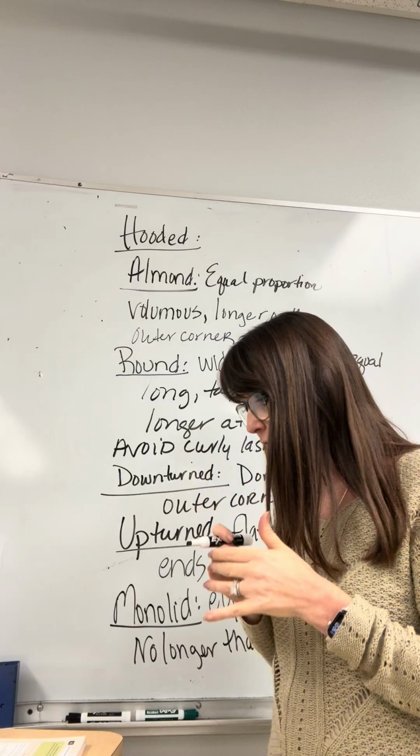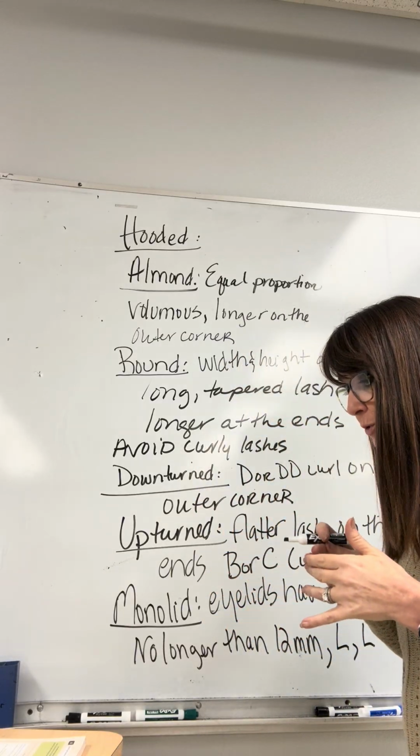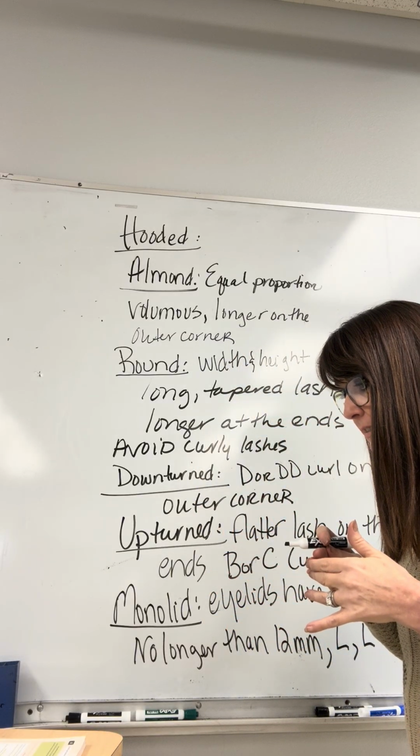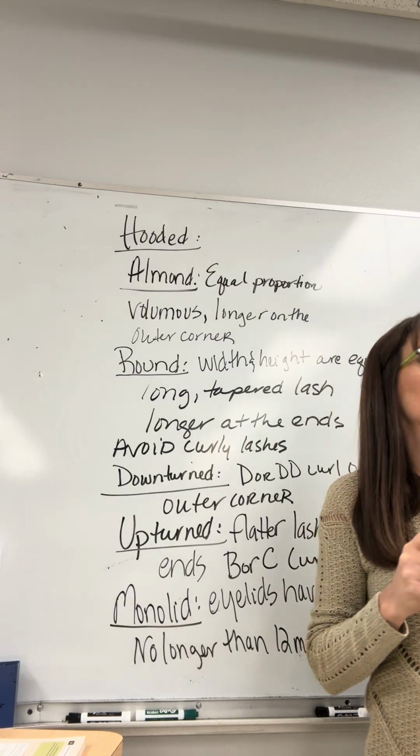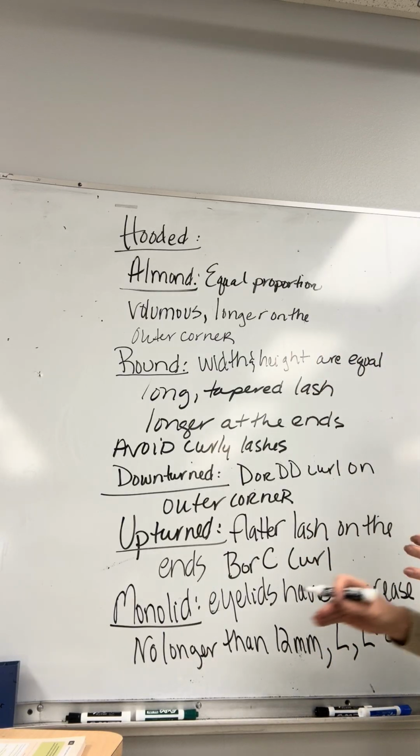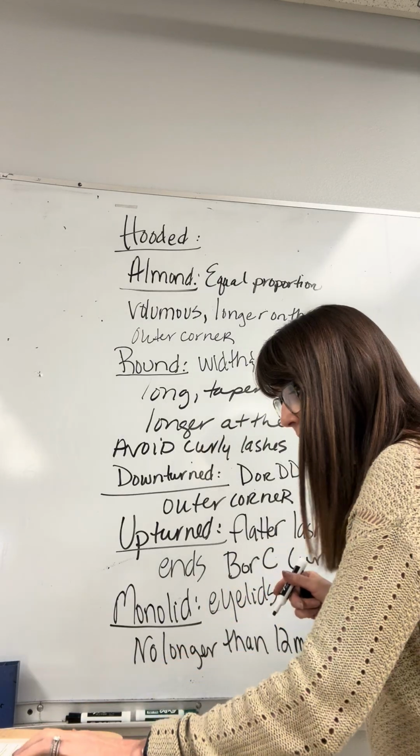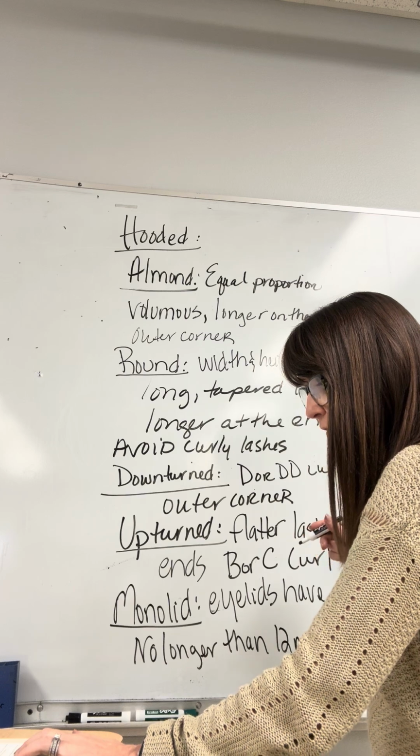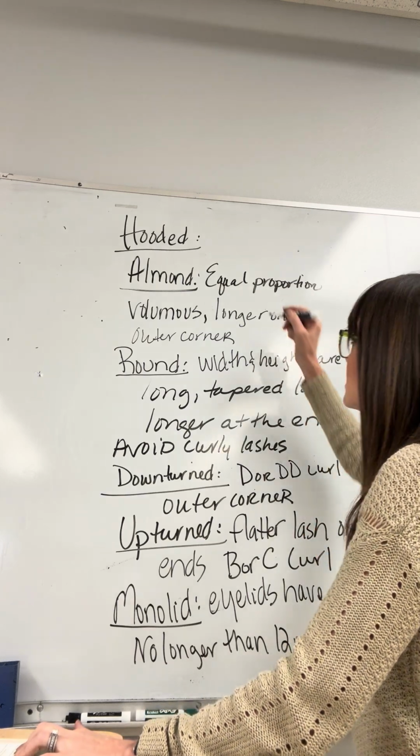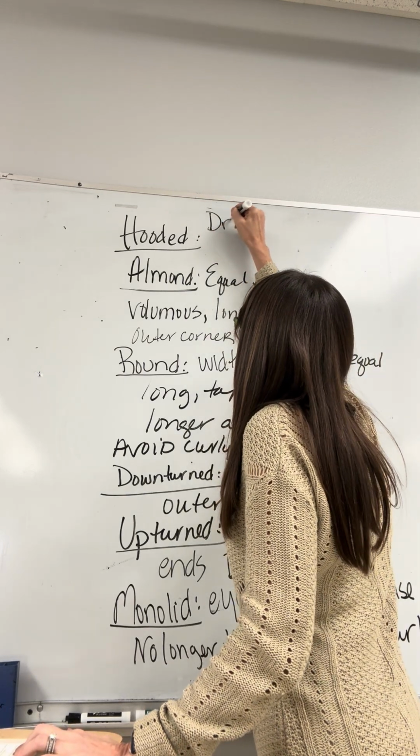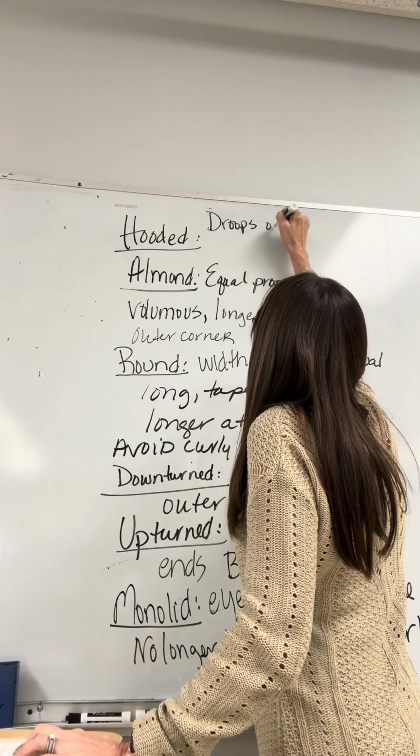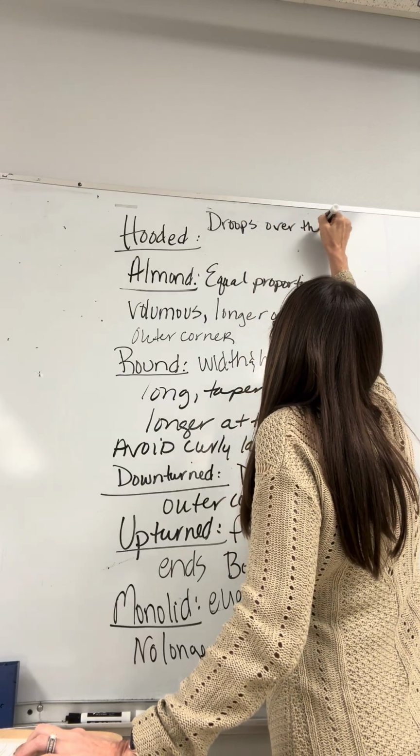So in order of a hooded eye, eyes have a droopy over crease, making the lid look smaller. So she's kind of a cross between a monolid and a hooded eye, okay? But the hooded eye, it's a droopy over crease, and it makes the eyelid look smaller. So this droops over the crease.